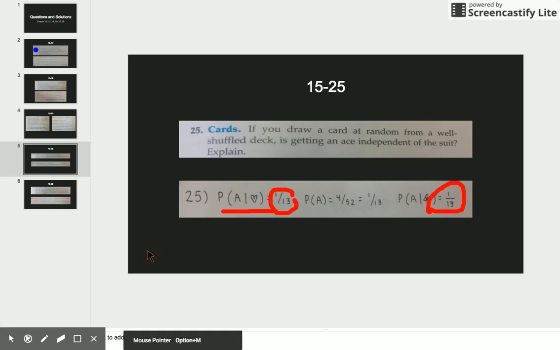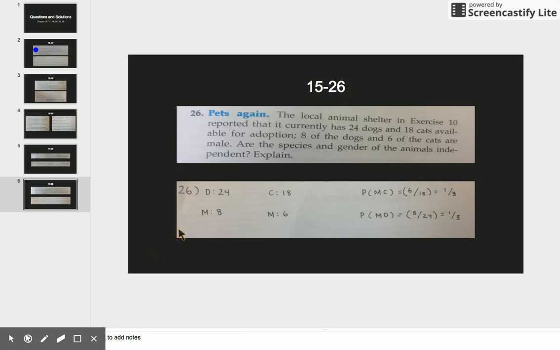The next question is similar to that. It's asking about pets. So it tells me my number of pets. And what I want to know is, are they independent? Is it independent of gender? So I look at the chance of getting a male for cats. So the chance of getting a male for cats is 6, because there's 6 males, out of 18. That's 1/3. The chance of getting a male for dogs is 8 out of 24, which is also 1/3.